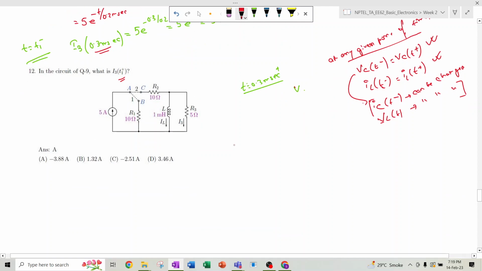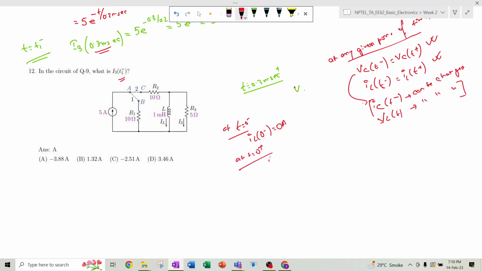So to solve this, at time t equal to 0 minus, the IL at 0 minus is nothing but 0 ampere.